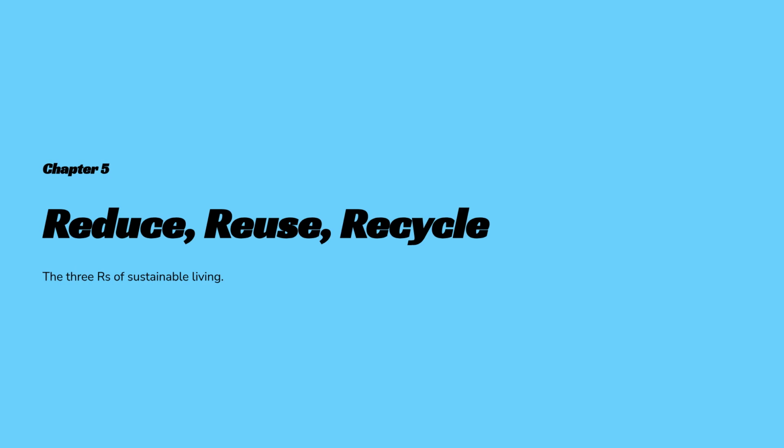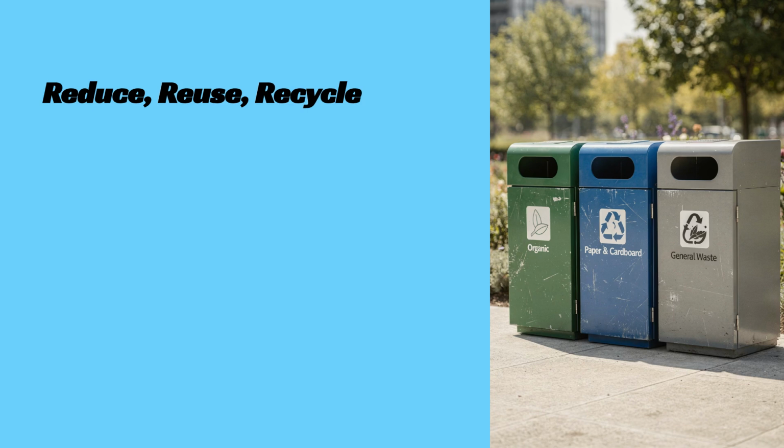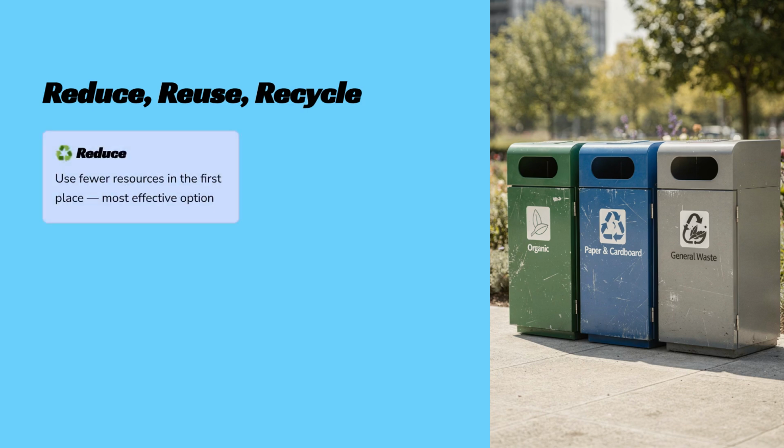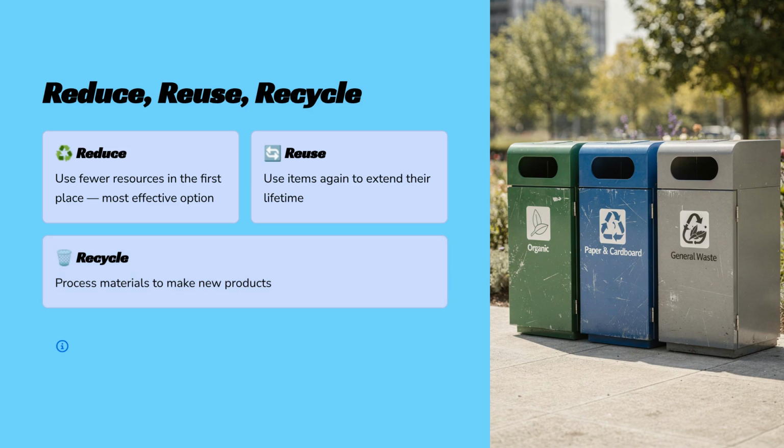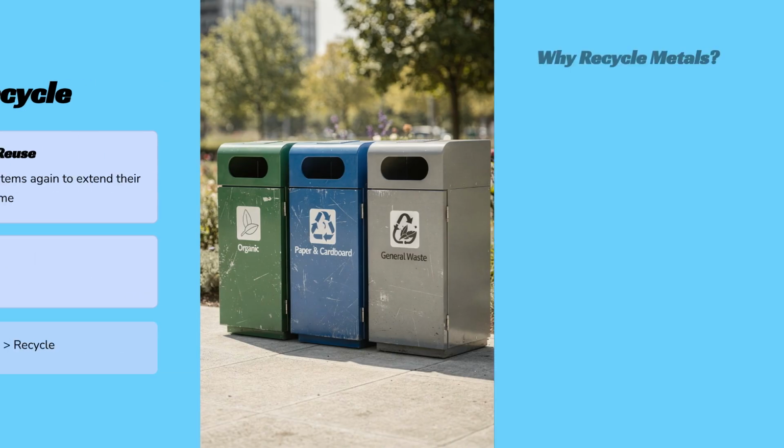Chapter 5 focuses on the 3 R's of sustainable living: reduce, reuse, recycle. The 3 R's are reduce, reuse, and recycle. Reducing is the most effective option, meaning using fewer resources. Reusing extends an item's lifetime. Recycling processes materials into new products. Remember, reduce is the most preferred option.